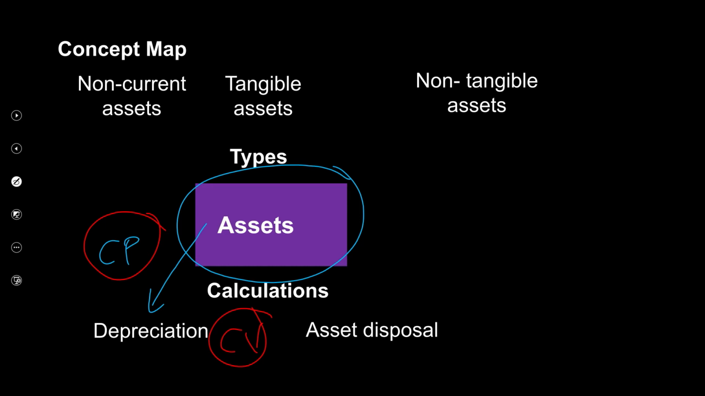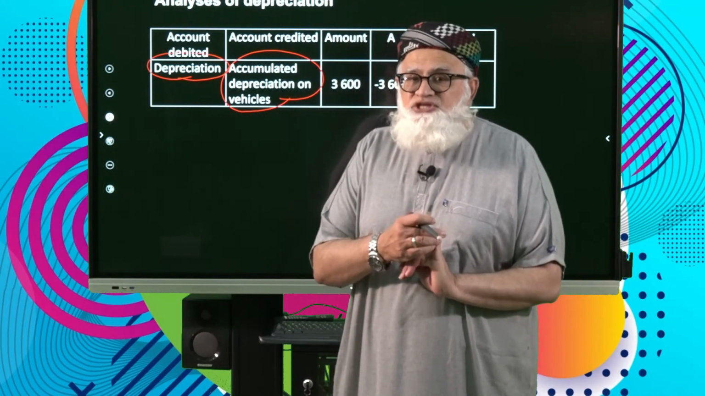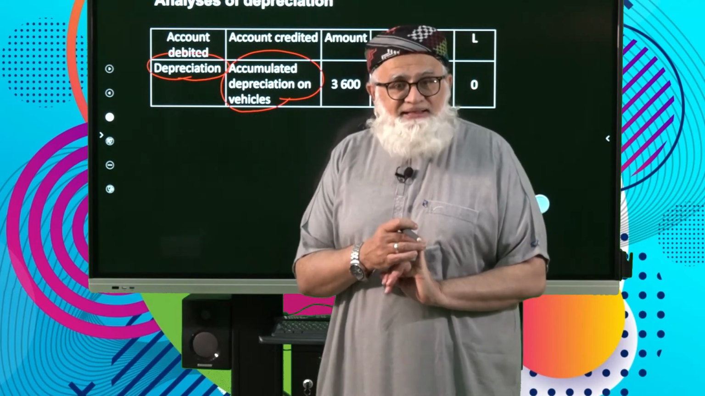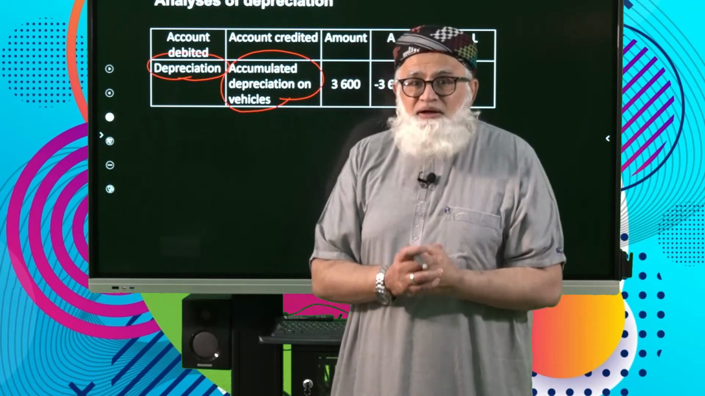Okay. Now, let's go through this in terms of the analysis of depreciation. So when you're saying account debited, you're debiting depreciation. Why? Because it's an imputed expense, a debit to depreciation. You credit accumulated depreciation on vehicles. Why are we crediting accumulated? Because accumulated depreciation is what we refer to as a negative asset. What do we mean by that? By a negative asset, we mean it's that part of the asset that you have used up to date.